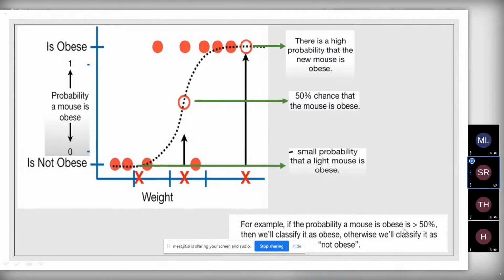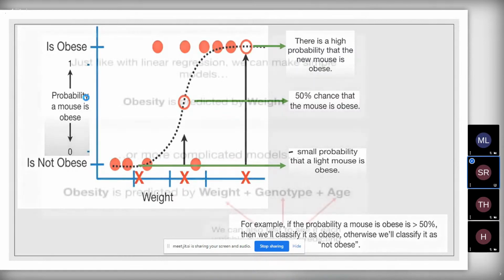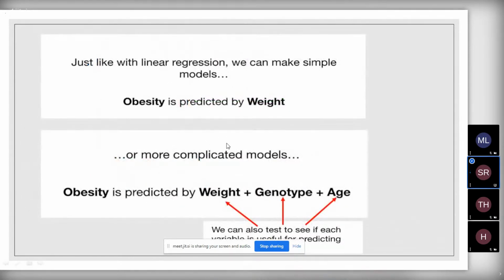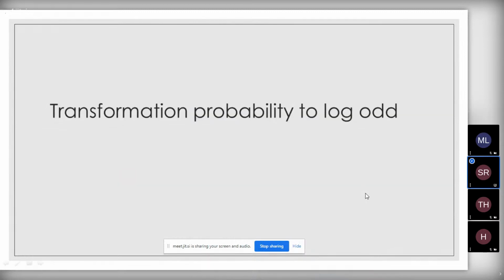If the probability for the mouse is more than 50%, we can group it as obese. All right, so our cutoff point is the probability 0.5 and above. From here, we also can do an equation like linear to predict the outcome based on their weight, for example, predict the obesity by weight. And then also we can add a few independent variables, such as obesity predicted by weight, genotype, age, and so on. All right, so why do we need to transform the probability to log odds? Why do we need to log this odds?